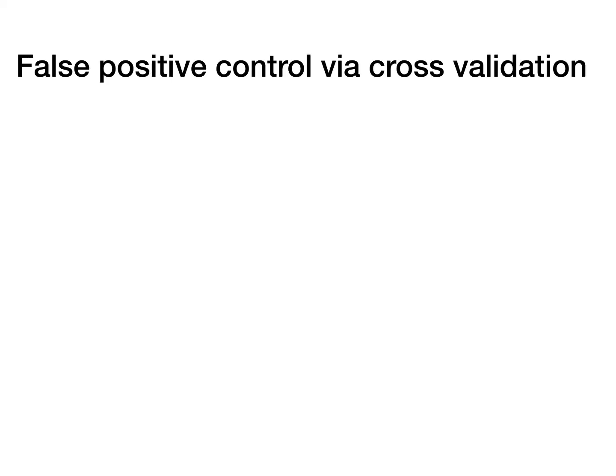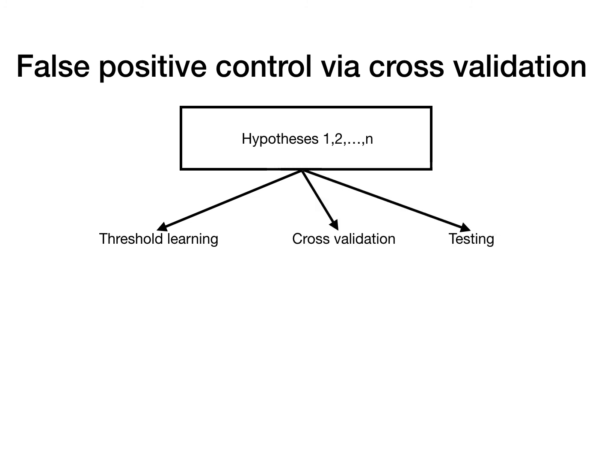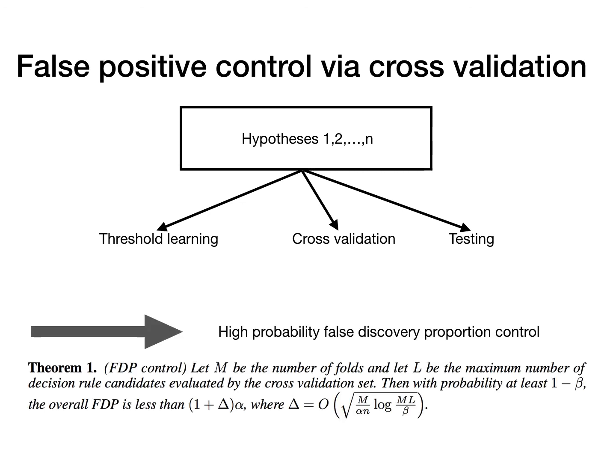For the false positive control, we use cross-validation. Specifically, we split the hypotheses into 3 parts, the first for threshold training, the second for cross-validation, and the third for testing. This leads to a high-probability false discovery proportion control theoretical guarantee.